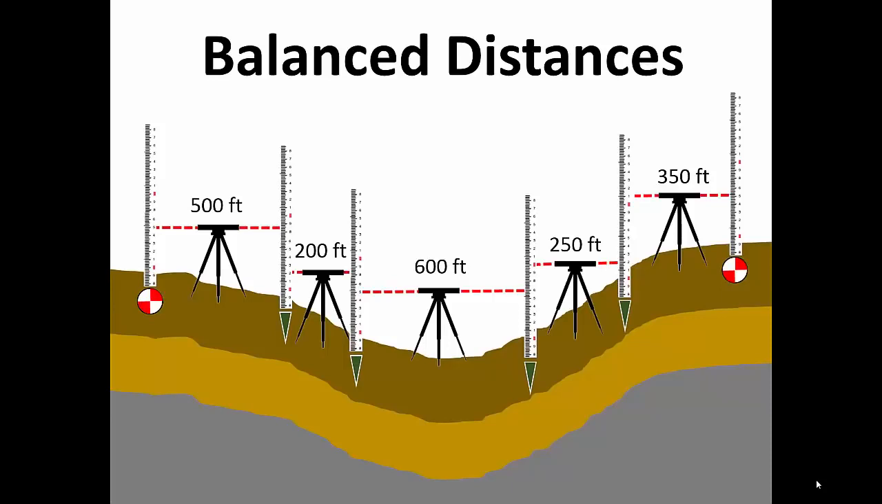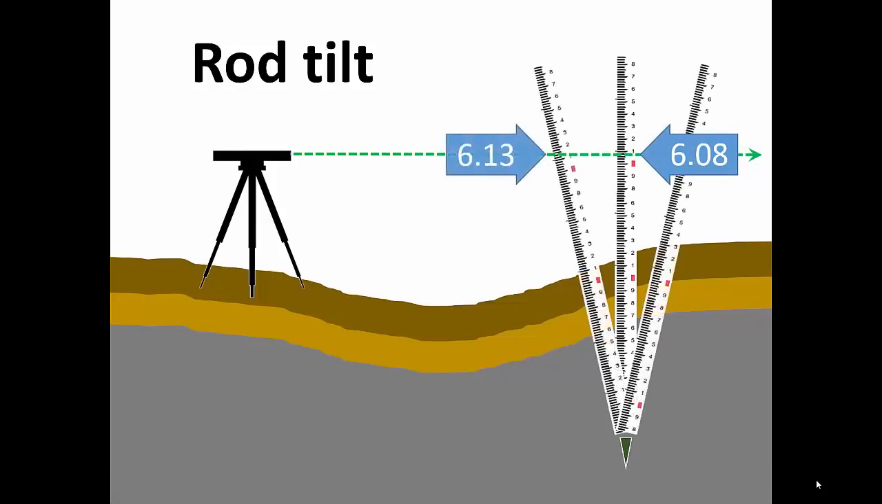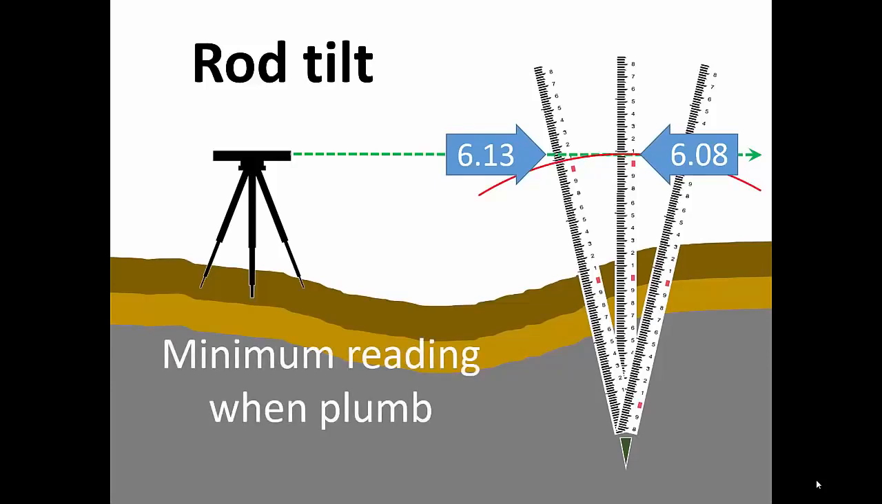Instrument calibration addresses the slope or tilt in the line of sight. Another type of tilt can also degrade our measurement accuracy, rod tilt. Our goal is to read the rod when it is truly vertical or plumb. But if it is tilted away from vertical, the line of sight no longer intersects the rod at the minimum distance above the measured point. When tilted, the rod shows a false reading that is numerically higher than the true vertical reading.